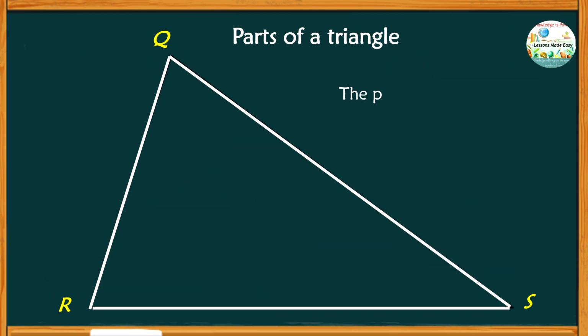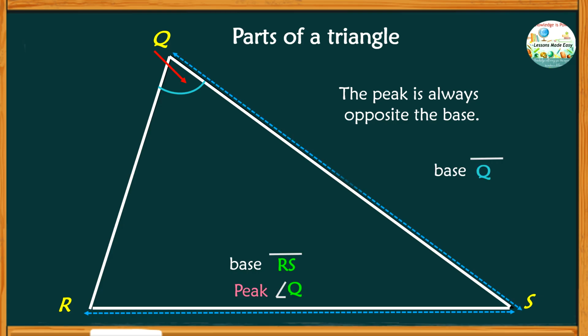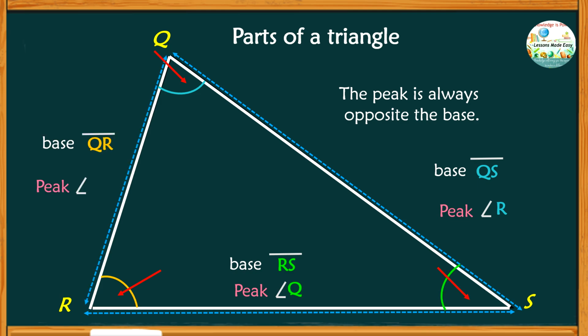Since the peak is always opposite the base, the peak angle may change depending on the base. For example, if the base is line segment RS, then the peak is angle Q. If the base is line segment QS, then the peak is angle R. And if the base is line segment QR, then the peak is angle S.